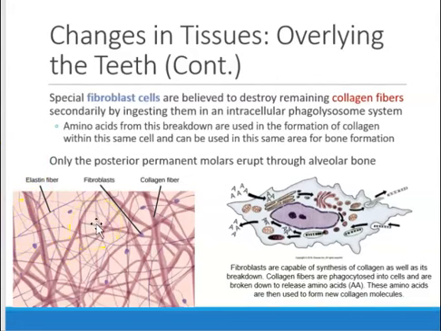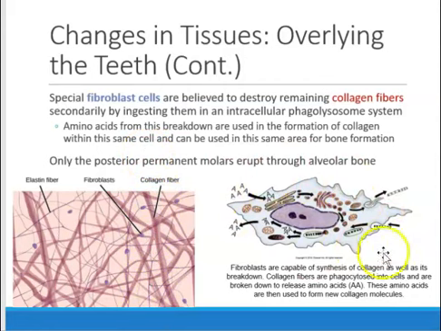In our gums, in our mouth, we have fibroblasts, which are these purple cells. Now, what do fibroblasts do? They actually destroy and make collagen fibers. So if there's a tooth here that wants to erupt, these collagen fibers are in the way. So these fibroblasts are going to destroy these collagen fibers so that the tooth can go up and erupt.